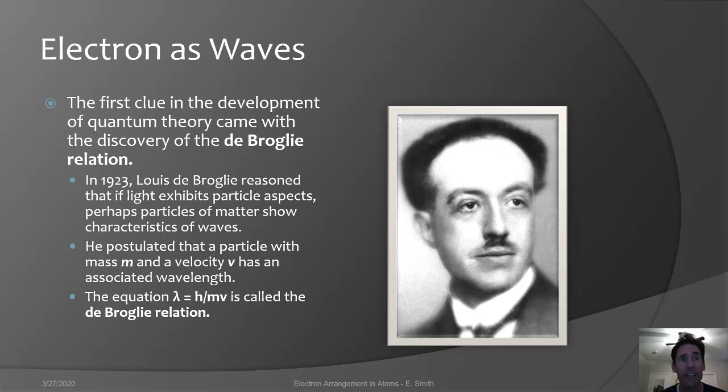So if light is a wave that acts like a particle, that means that particles can move like a wave, meaning in a transverse wave pattern in three-dimensional space. In 1923, he reasoned this idea and postulated that a particle with a mass and velocity would have a particular wavelength. And he created a calculation for it: wavelength is equal to a constant, h, which is Planck's constant, divided by the mass and the velocity. Velocity is just a fancy word for speed.